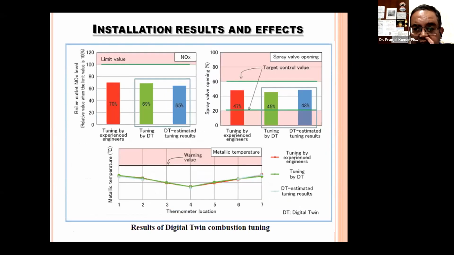The effect is that if it is tuned by experienced engineers, we can achieve the NOx value of 70%. If it is tuned by DT, as estimated by DT, the NOx value is reduced to 65%. In the same way for the spray valve opening, if an experienced engineer is using it, then 47% is the chance that it will open, the target control value. But if you use the DT, it is 48%.